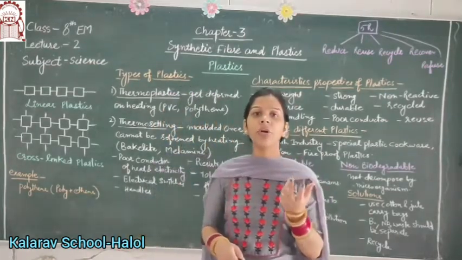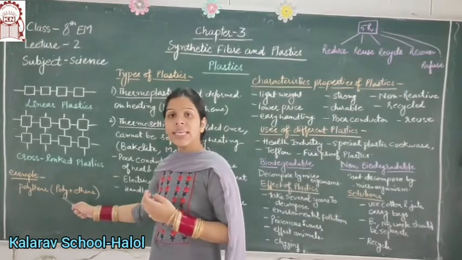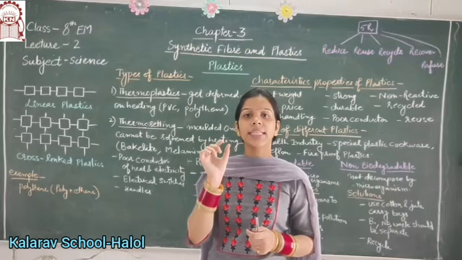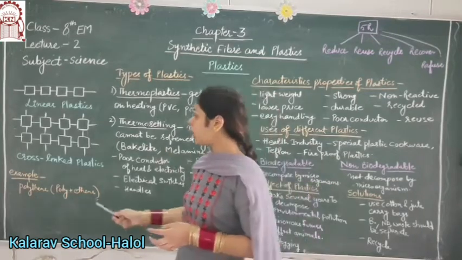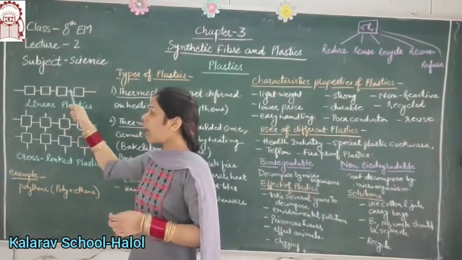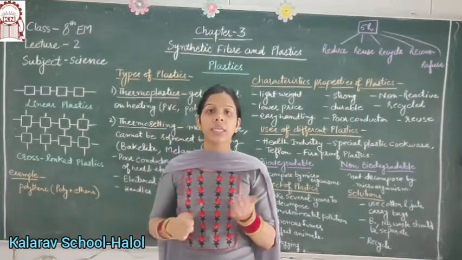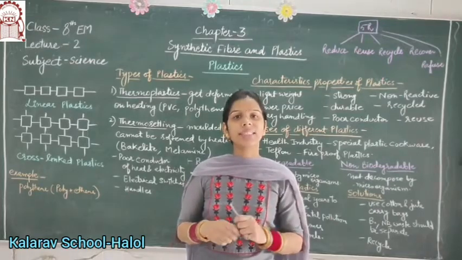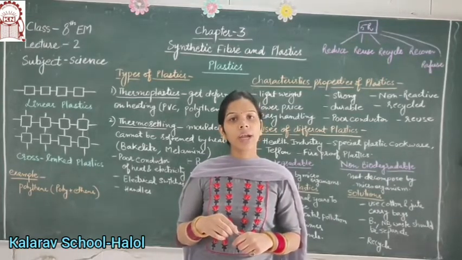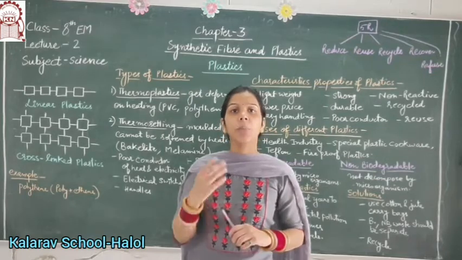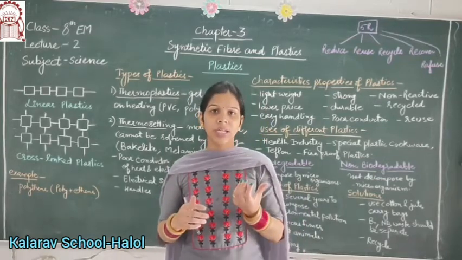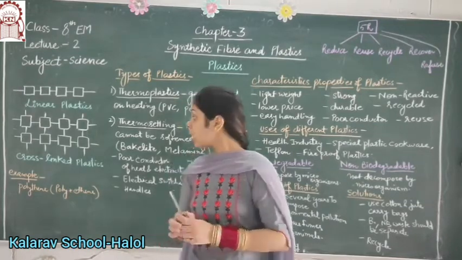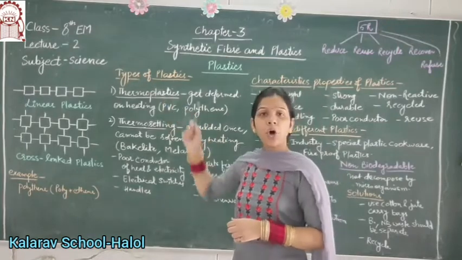The best known example of plastic is polythene. It is formed from two words, poly plus ethene, where ethene is the small unit. Here you can say these are the small blocks, the ethene, joined together. These ethene units join together to form polythene. So plastics are polymers. As I already discussed in the previous lecture, polymers are substances made up of small units joined together.